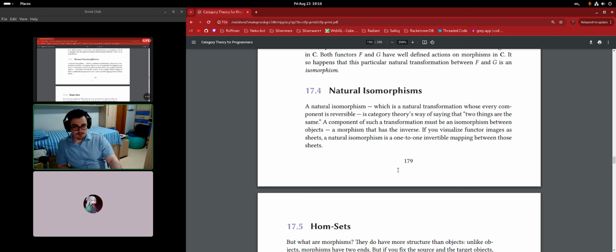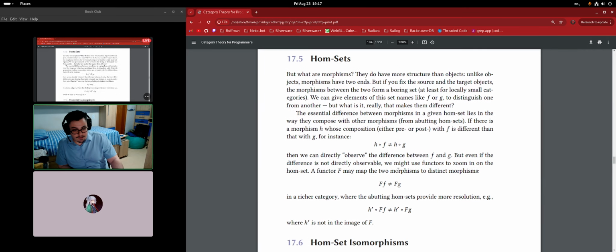So here's the main point. A natural isomorphism is a natural transformation whose every component is reversible. It's category theory's way of saying that two things are the same. So this is our equality. We are trying. This is the specification of equality, right? A component of such a transformation must be an isomorphism between objects. A morphism has the inverse. If you visualize functor images as sheets, a natural isomorphism is a one-to-one invertible mapping between those sheets. That makes total sense.